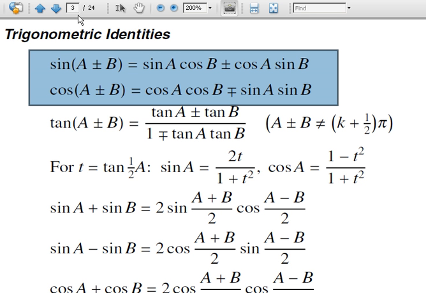In the formula book, on page 3, we have the following two compound angle formulae. When expanded, they look like this. And we're going to use these forms to expand sin(a plus or minus b) or cos(a plus or minus b).